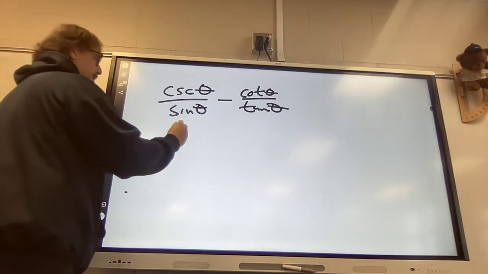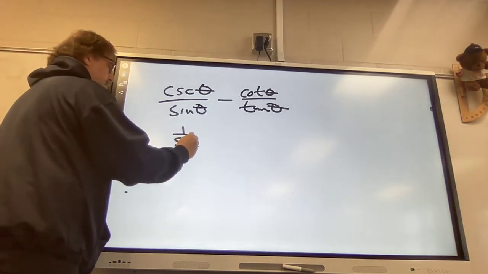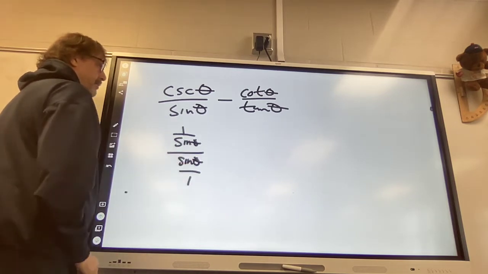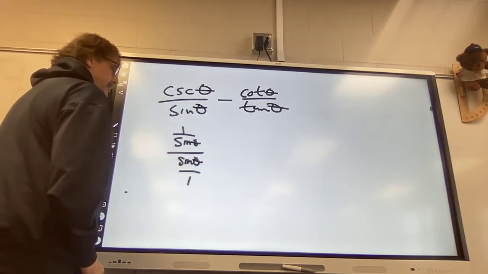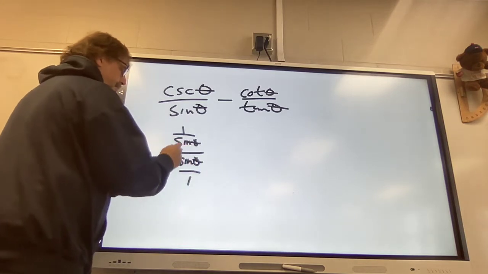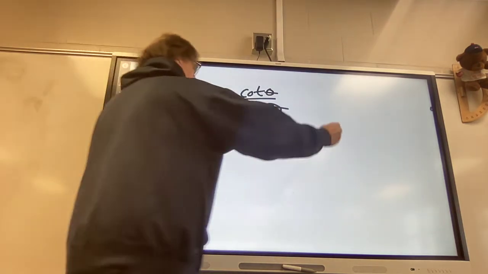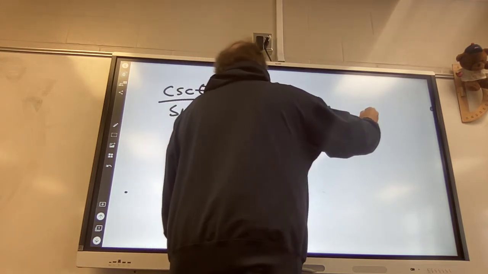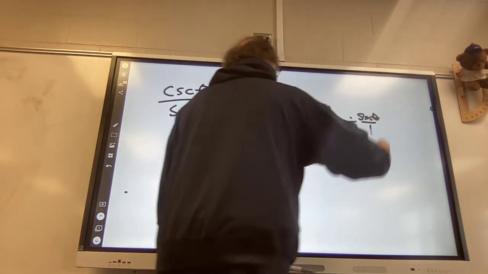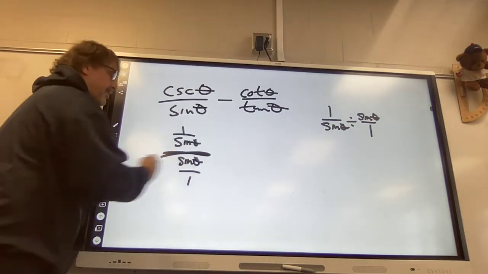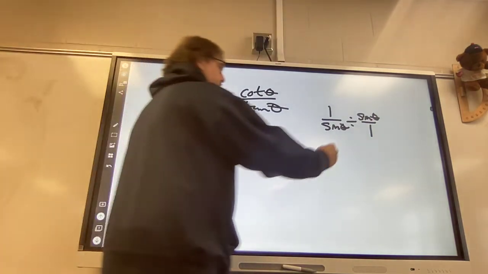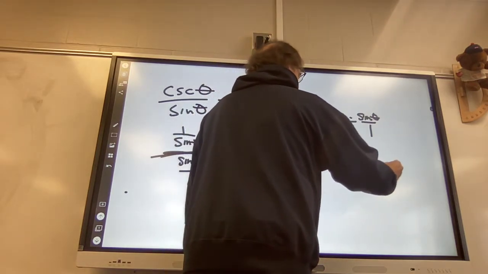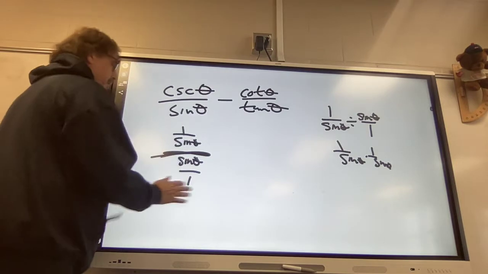I'd say deal with this one. 1 over sine over sine. That's going to become, that's the big side-by-side fraction line. That's going to become 1 over sine squared theta.